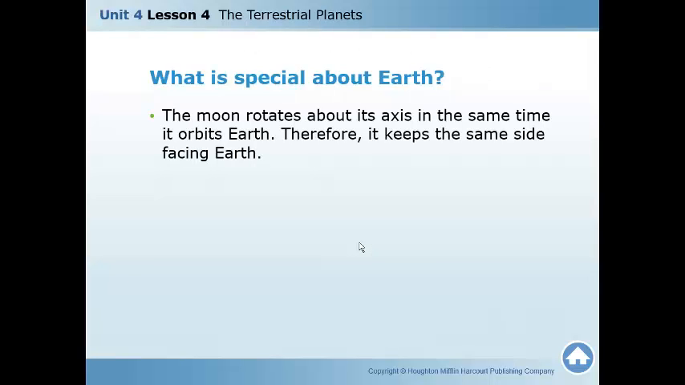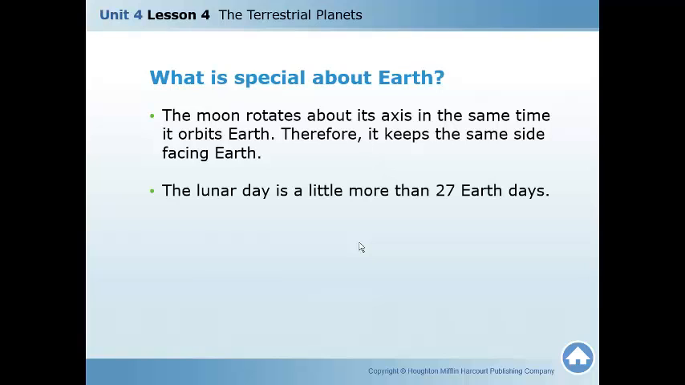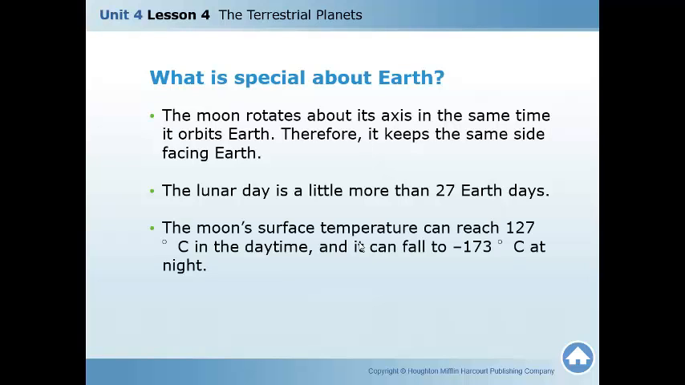The moon rotates about its axis in the same time it orbits Earth. Therefore, it keeps the same side facing the Earth. So you may not have known this, but we only see one side of the moon. Because of the rotation of the moon matches its orbit around the Earth, we always see the same side. The lunar day is a little more than 27 Earth days, so the moon's surface temperature can reach 127 degrees Celsius in the daytime, and it can fall to -173 Celsius at nighttime.